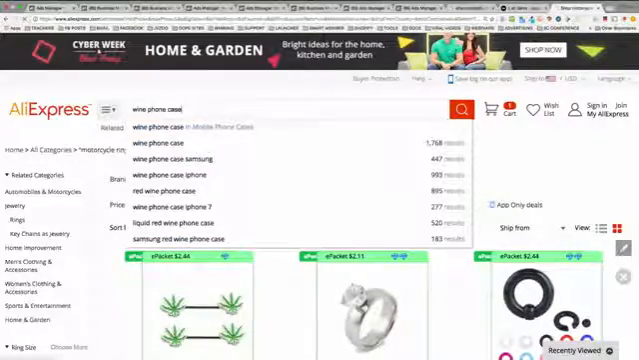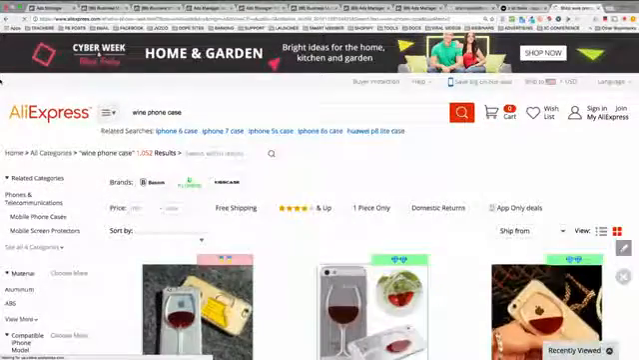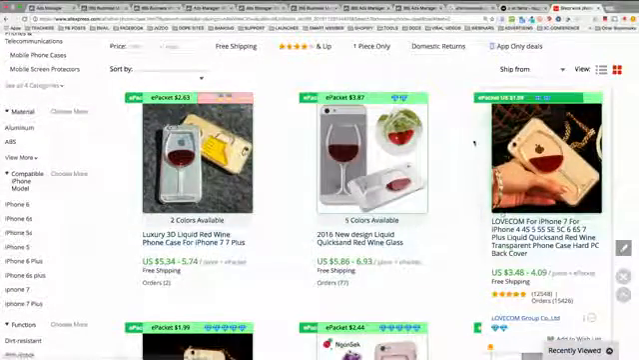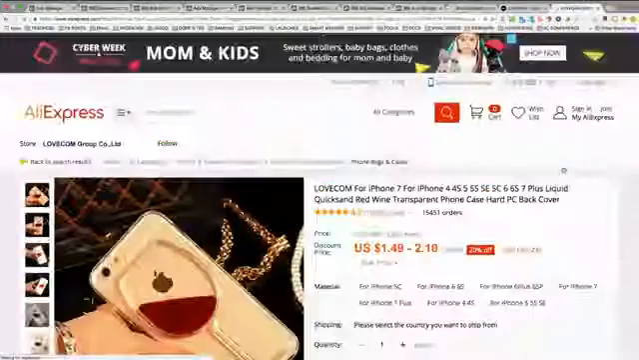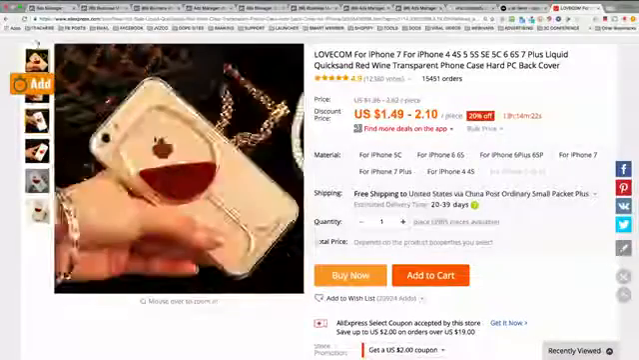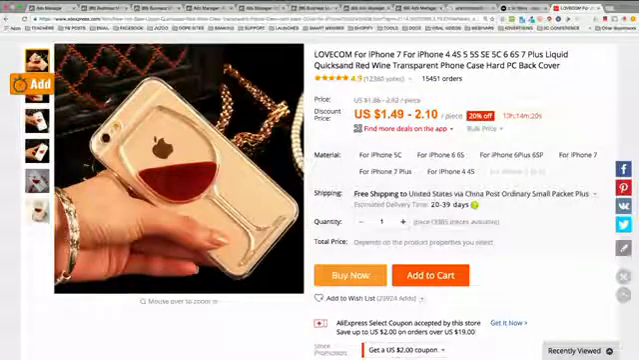Wine phone case. And I'll use this as an example. I just typed in wine phone case. And look at this product right here. Okay. So this is a product I just ran the other day. Very easily sold these. This was pretty effortless. That didn't take much energy to sell these at all. You guys can compete with this.